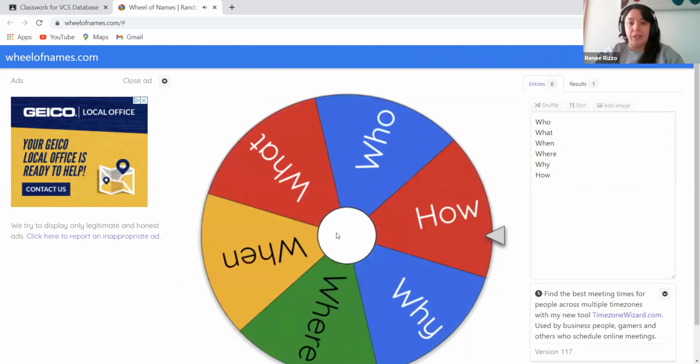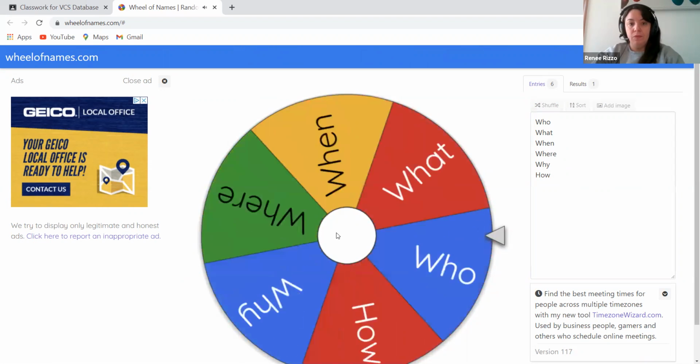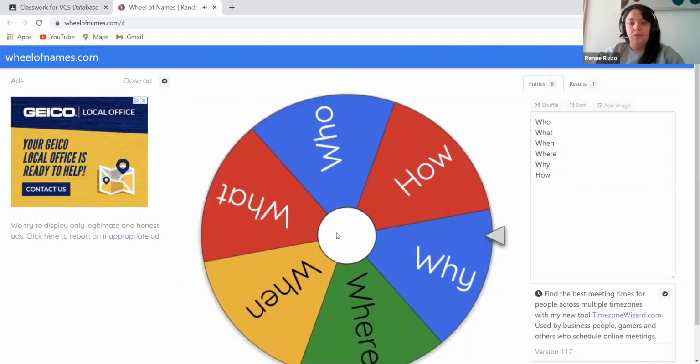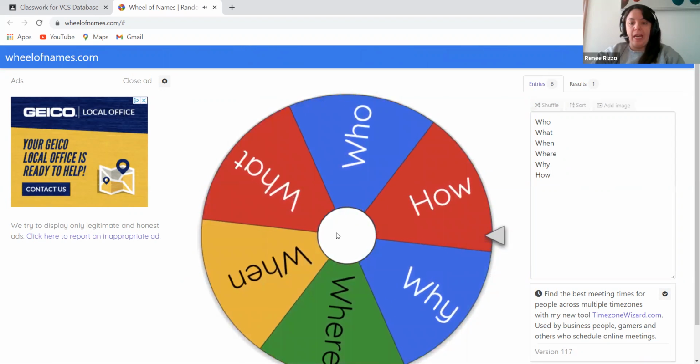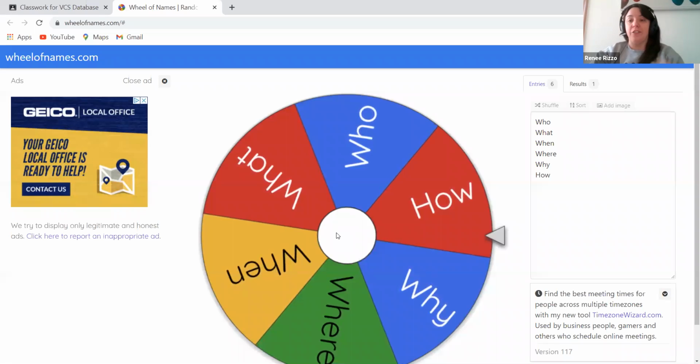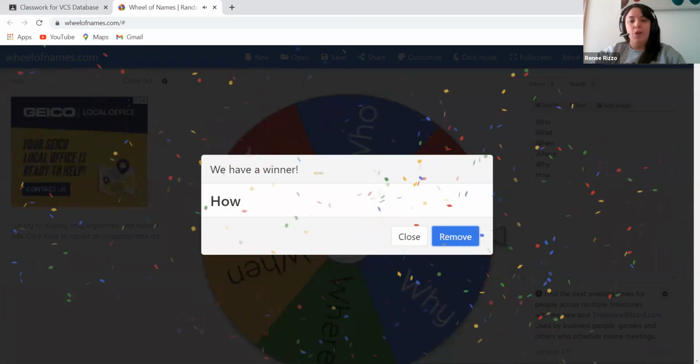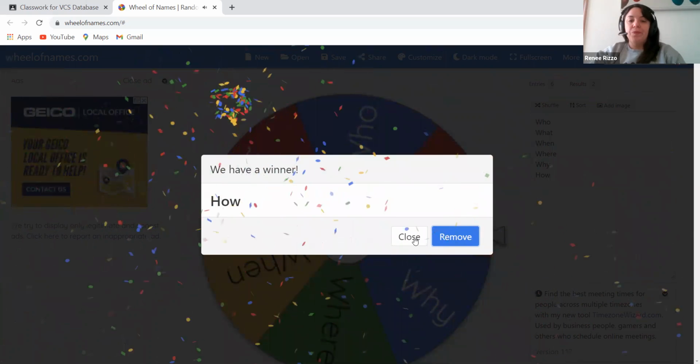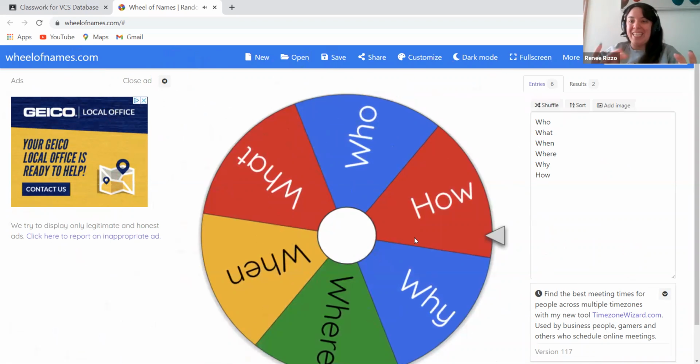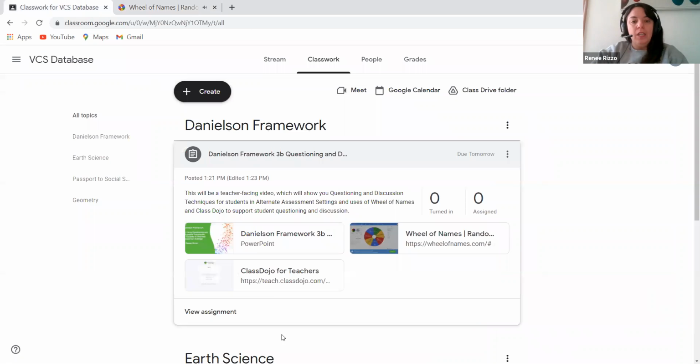So a student spins the wheel, and then they have to develop a how question to ask their peer, or however you want to make the slices on the wheel. You can even incorporate, like I said, full questions.